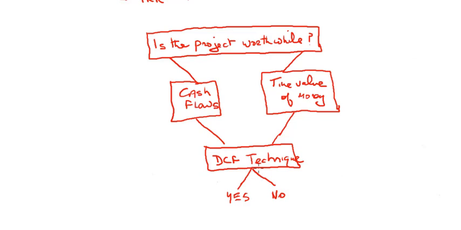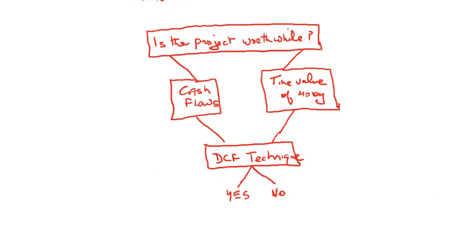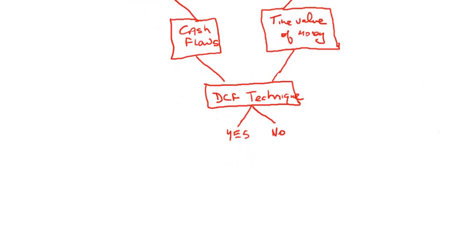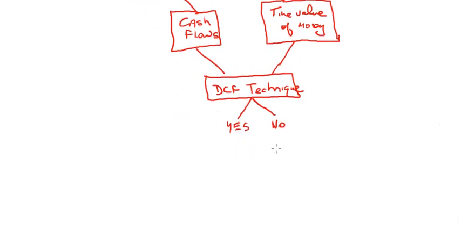And we're going to get an answer to say yes, we should do the project, or no, we shouldn't do the project. Okay, so let's try a different colour for variety. So we're going to look at, I just want to make a few comments about the cash flows and a few comments about the time value of money.